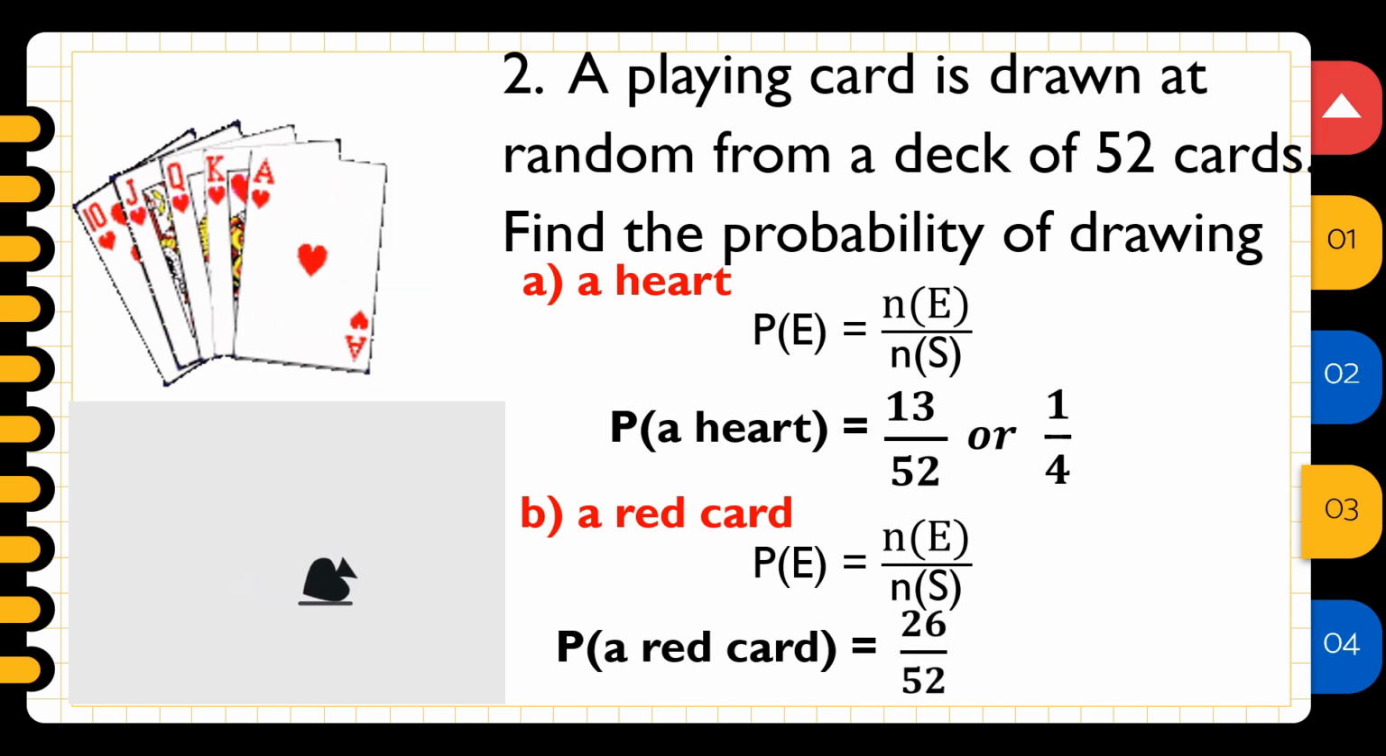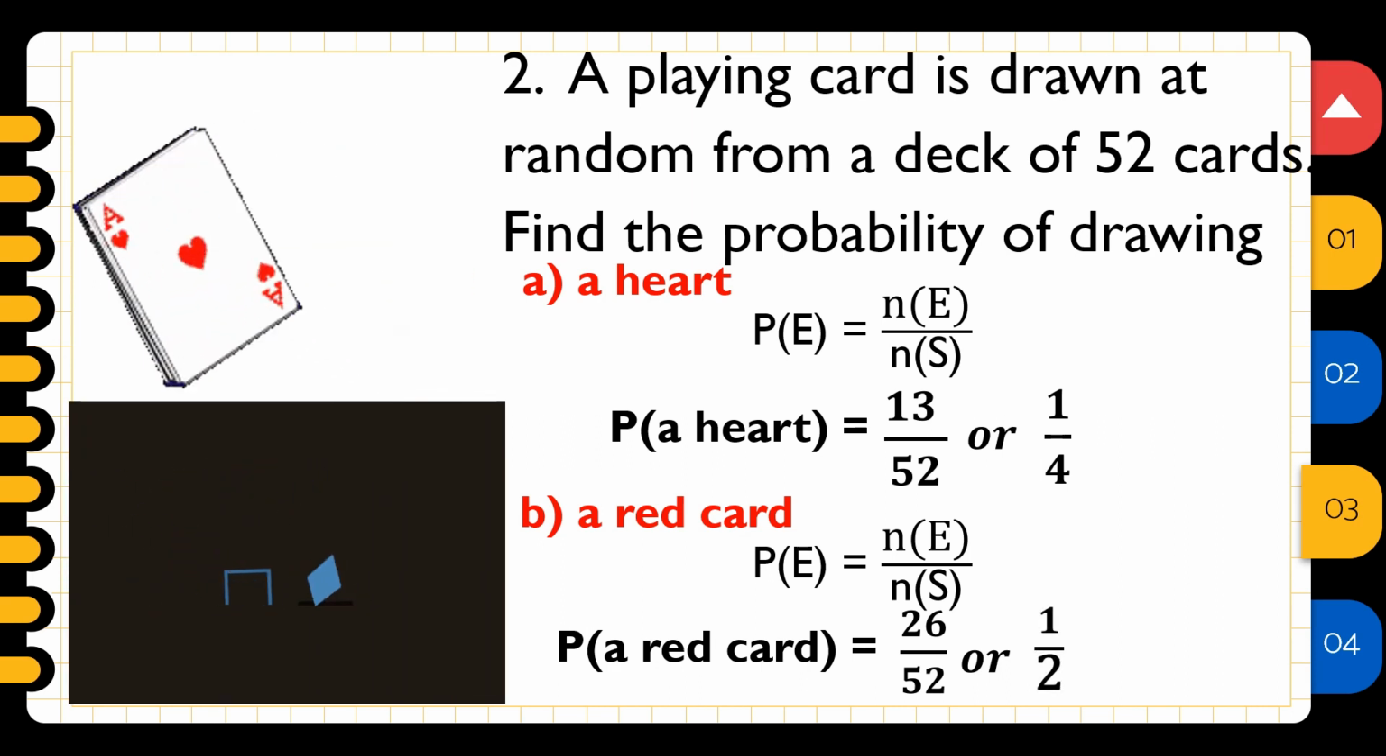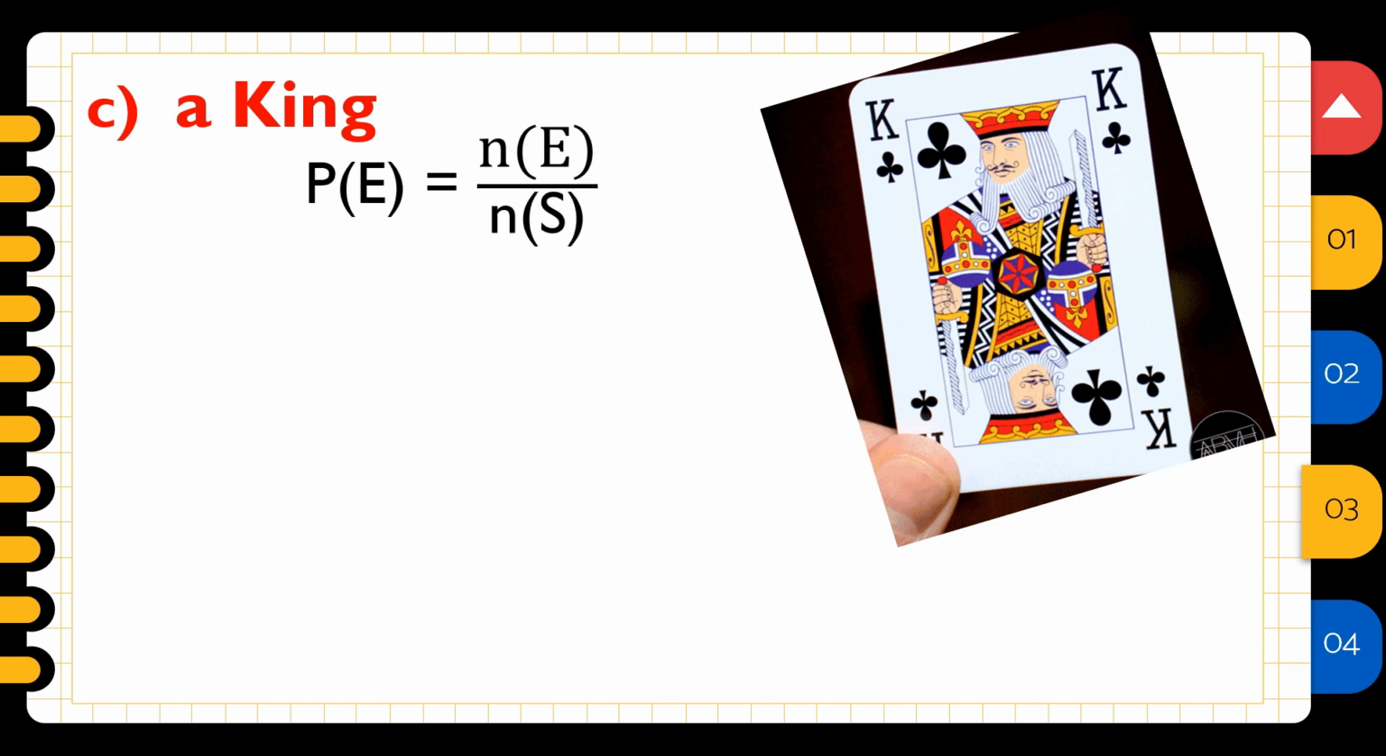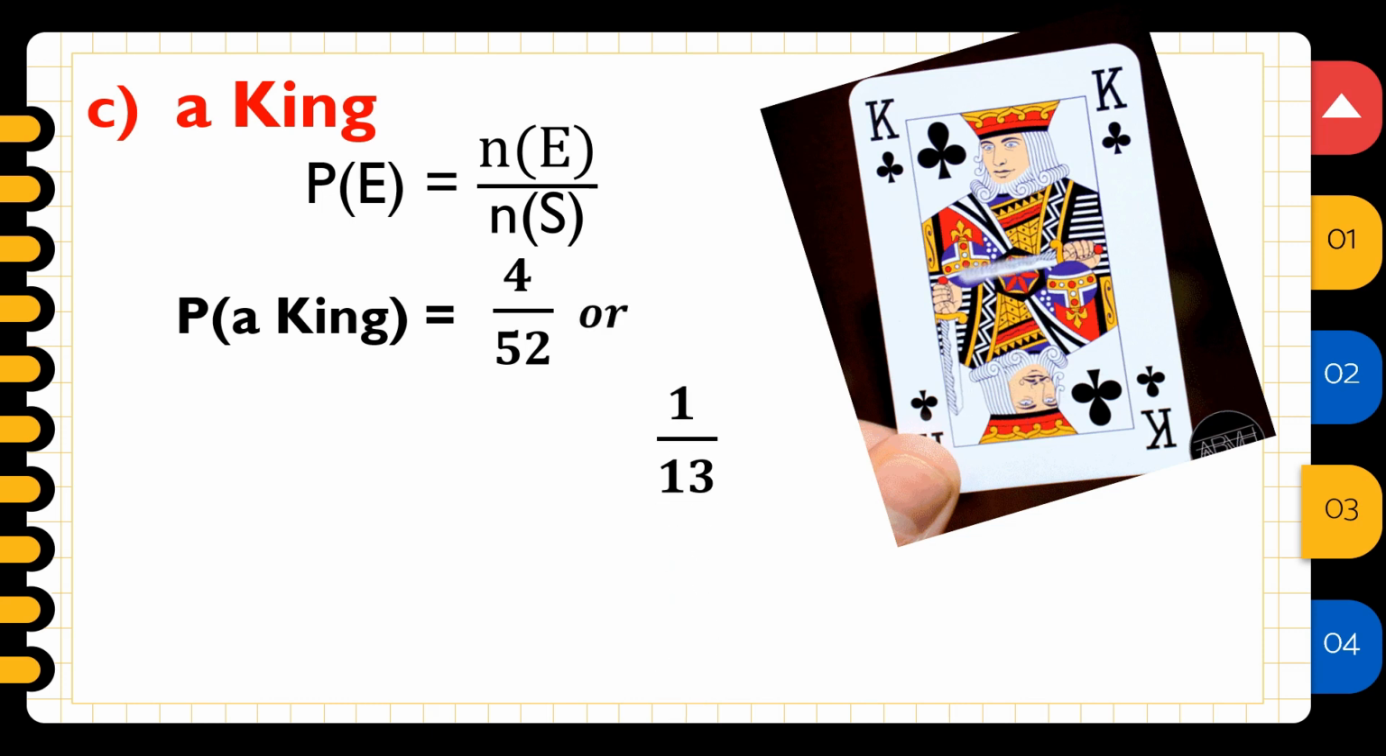So we have 26 over 52, and getting the lowest term, we have 1/2. Next, we have letter C, finding the probability of drawing a king. In our deck of cards, there are 4 kings. Using the formula, P(E) equals N(E) over N(S). Plugging in our given, our event is getting a king, so P(king) equals the number of kings, 4, over the number of sample space, 52. Reducing that to lowest terms, we have 1 over 13.